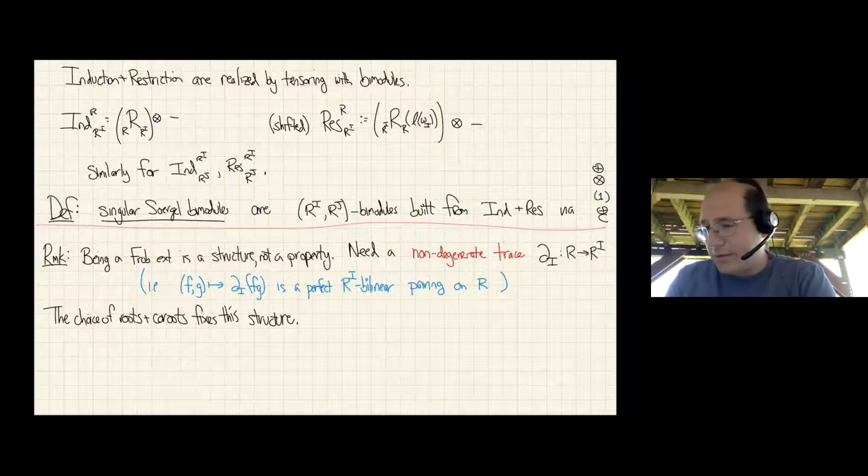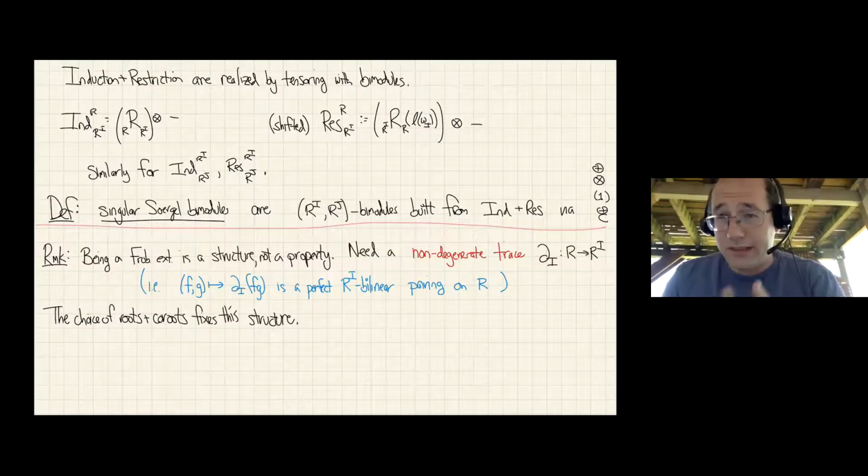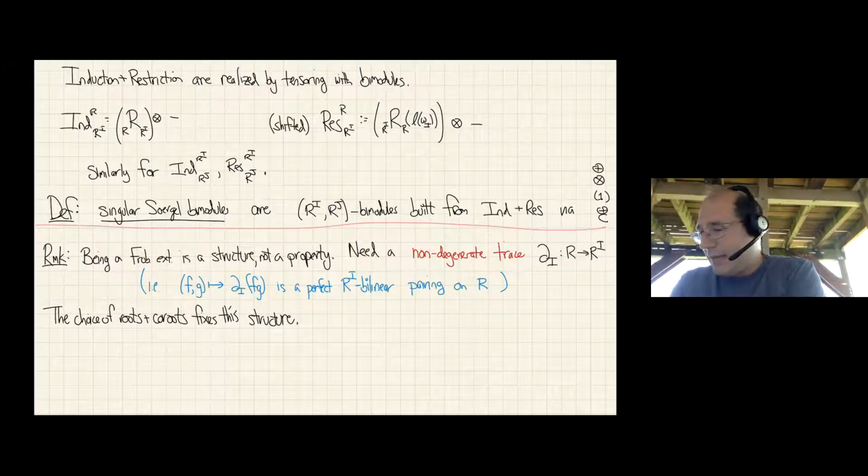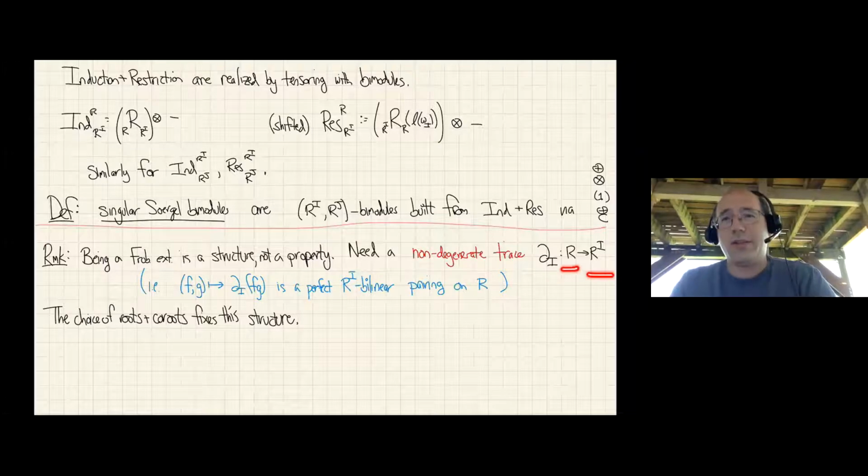So I wanted to make a couple of remarks. Being a Frobenius extension is a structure, it's not a property. You need a choice of Frobenius trace or a choice of adjunction structure. And one way to spin this down is to pick a trace map. This is a map from R down to the invariants. It's some kind of symmetrization, but you can't use the symmetrization operator. You have to do something funkier, such that there exist dual bases for this pairing. And when you pick roots and co-roots, that actually pins down this structure.